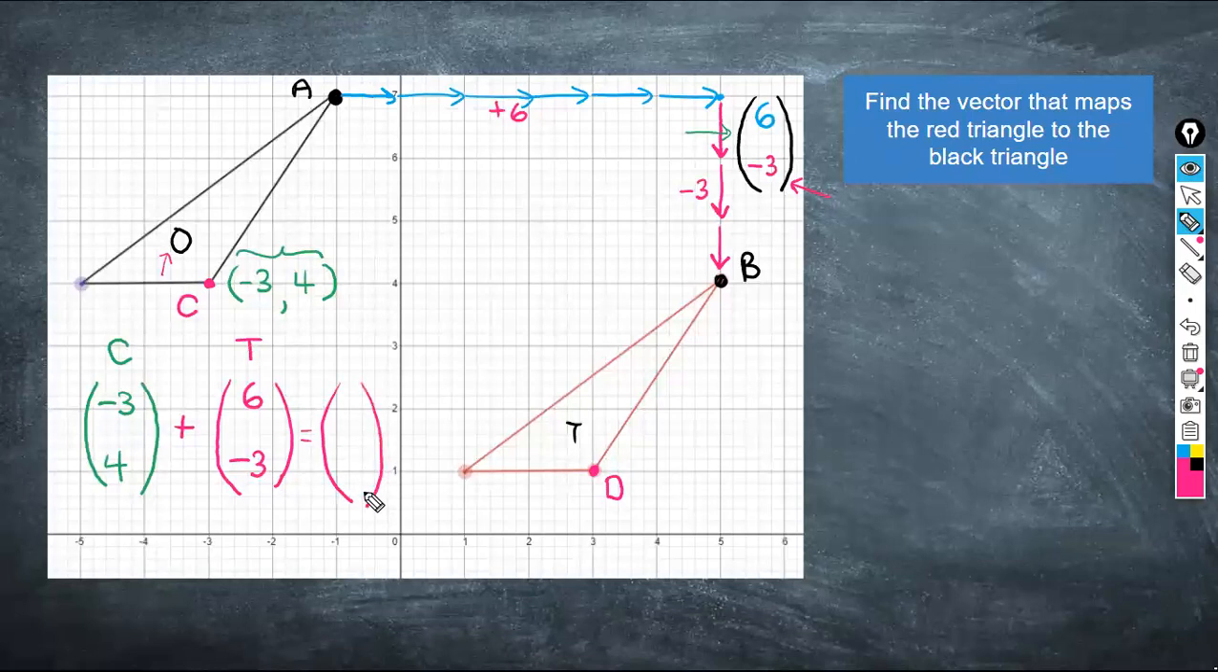Okay. Let's work it out. Minus 3 plus 6 is 3. 4 plus minus 3 is 1. You get to test run it on a calculator, right?